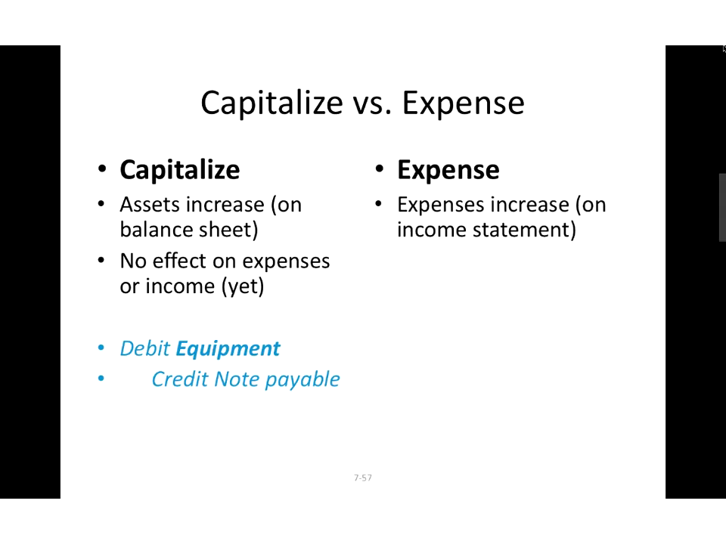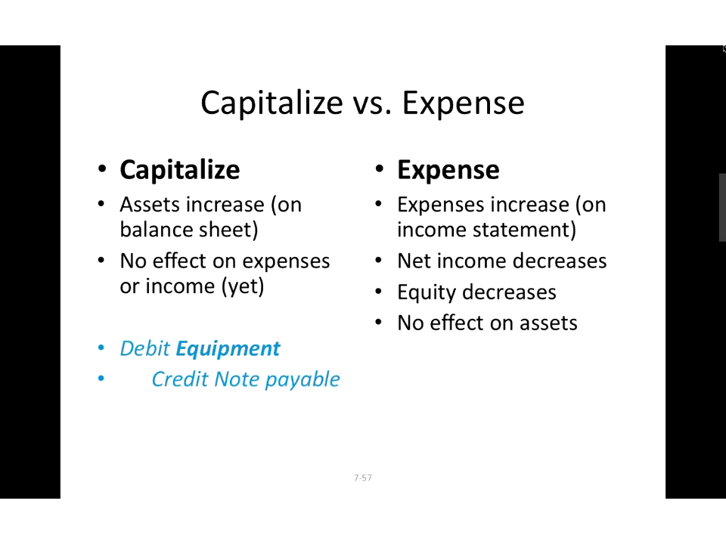When we expense something, expenses increase. So the amount that we spent on, say, those replacement tires goes onto the income statement as an expense. Because we have an expense, net income decreases, and equity decreases. So when we expense something, there's no initial effect on assets. What we see in the journal entry here is we would debit something like repairs expense, and then we would credit notes payable or cash or whatever it is.